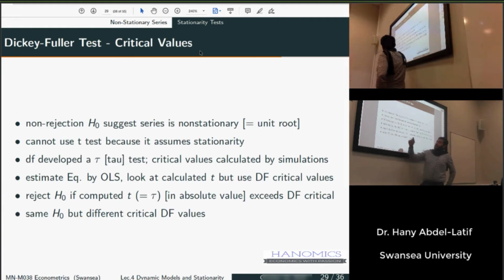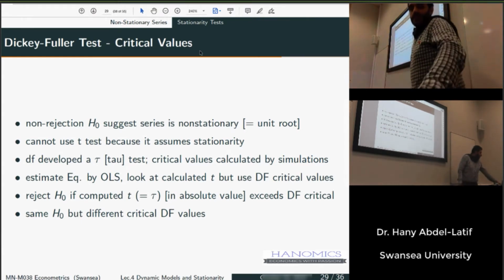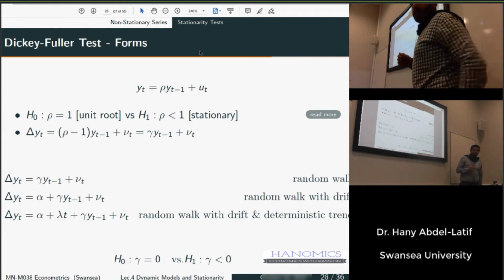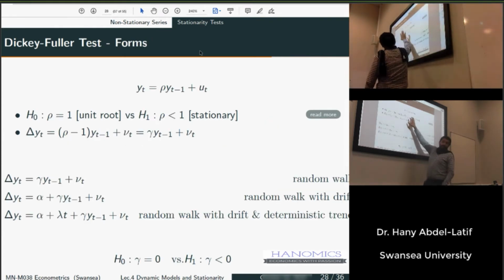The difference here is that this test doesn't follow the t distribution or t-test, so you can't run this regression. You do actually run this regression using OLS, that's fine, but you can't do the t-test based on the t distribution.